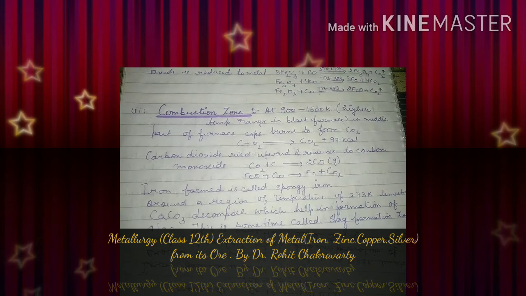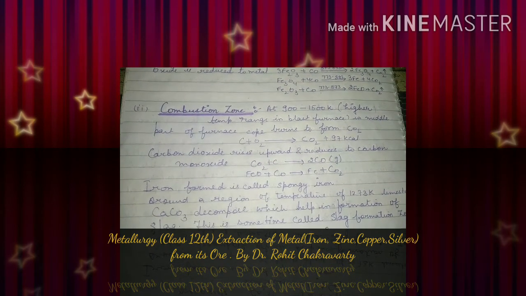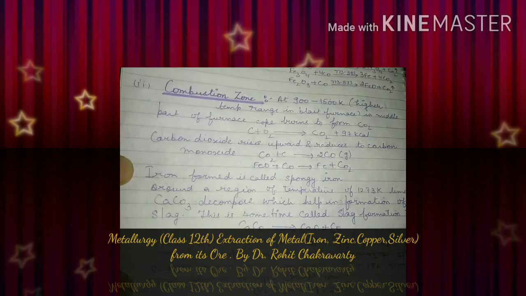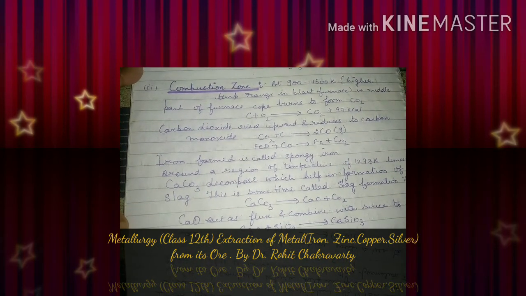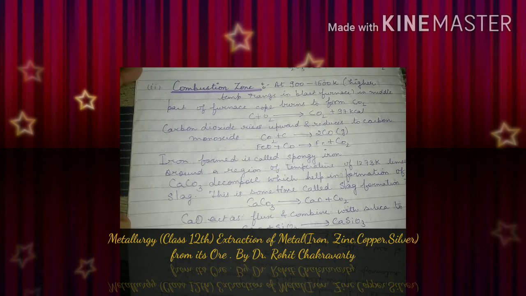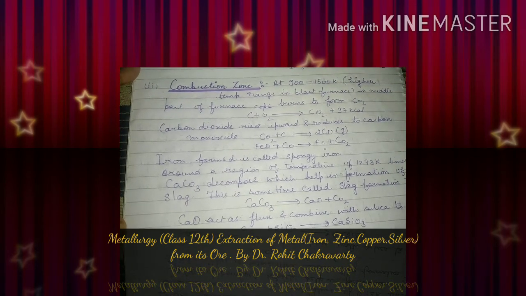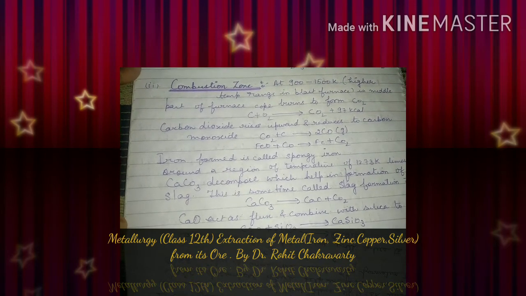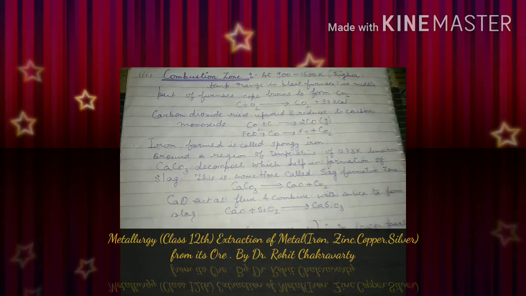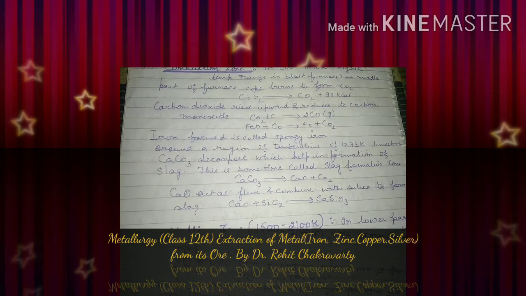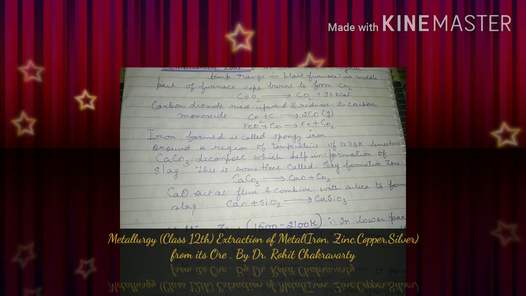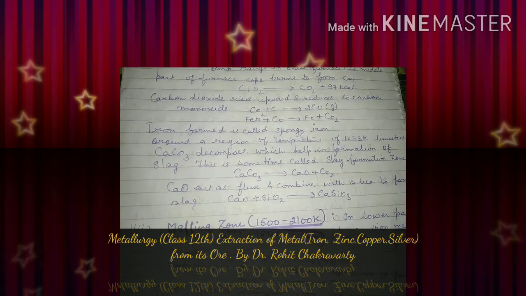In the middle part of the furnace, coke will burn to form carbon dioxide, and this carbon dioxide rises upward and reduces to carbon monoxide when it reacts with carbon. And iron oxide formed reacts with carbon monoxide, resulting in the formation of spongy iron. Around a region of temperature of 1273 Kelvin, limestone, calcium carbonate, decomposes, which helps in the formation of a slag. So there will be a slag formation.